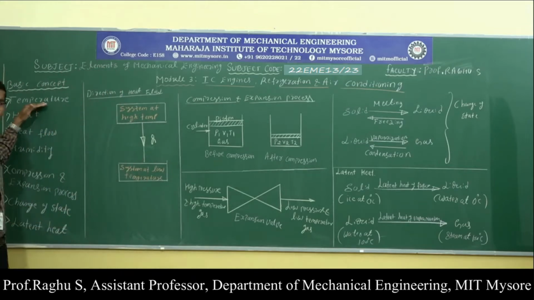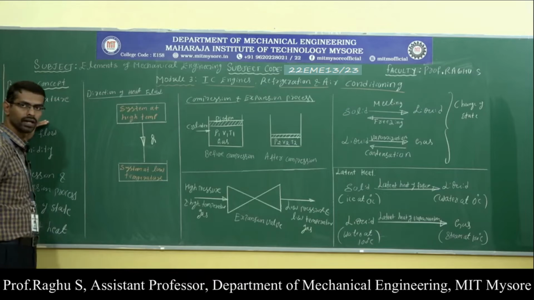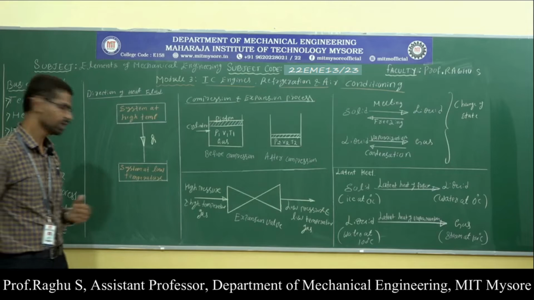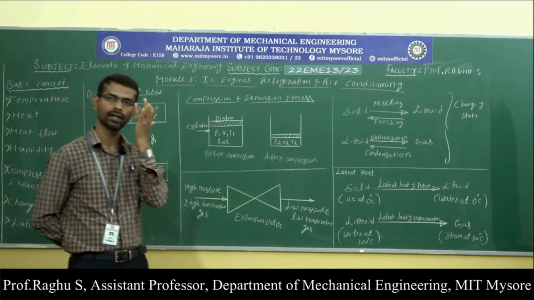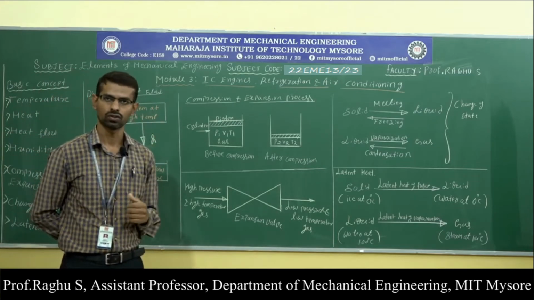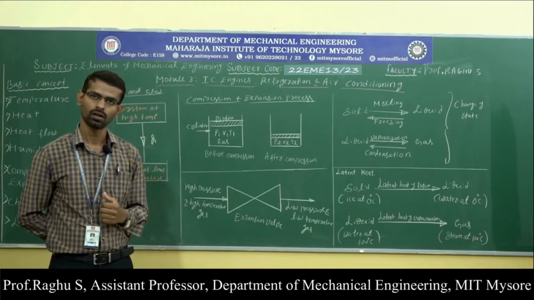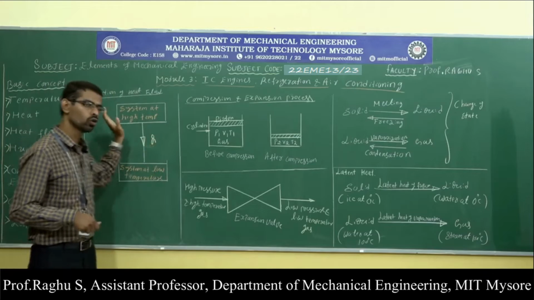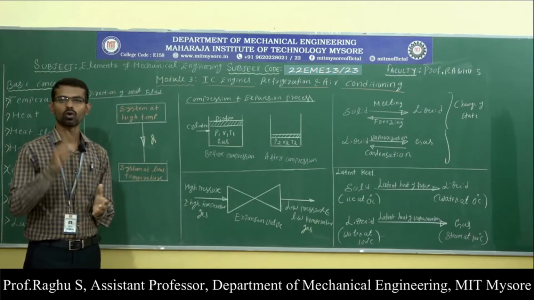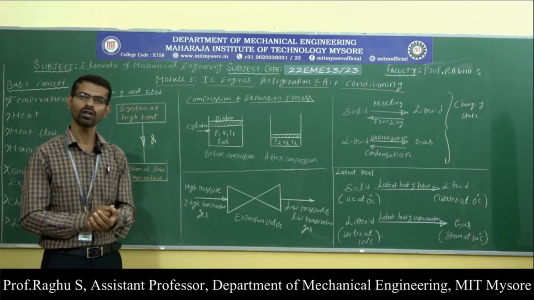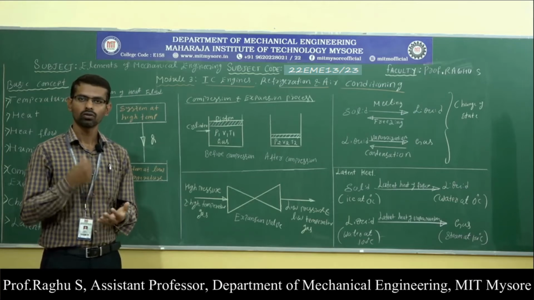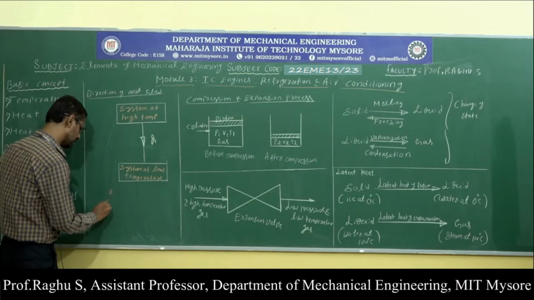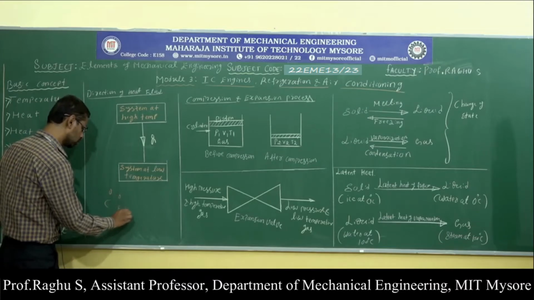Here we have temperature, heat, direction of heat flow, humidity, compression and expansion process, and change of state and latent heat. First, what do you mean by temperature? Temperature is a measure of degree of hotness or coldness of a body. The unit of temperature is degree centigrade, or degree Fahrenheit, or Kelvin.